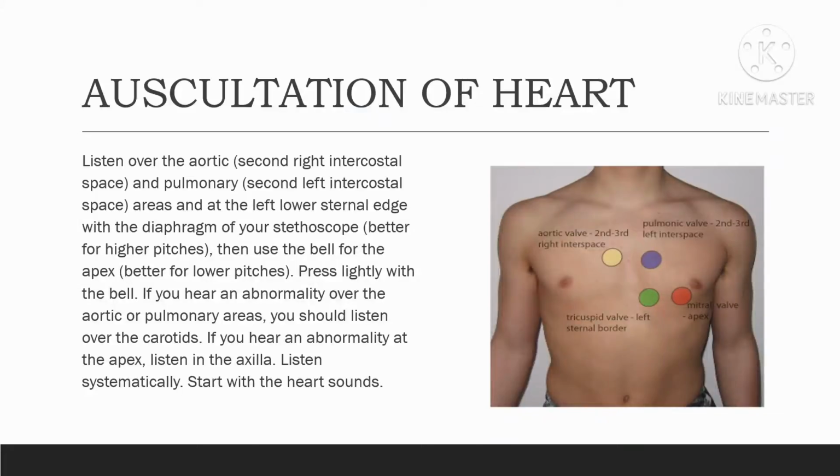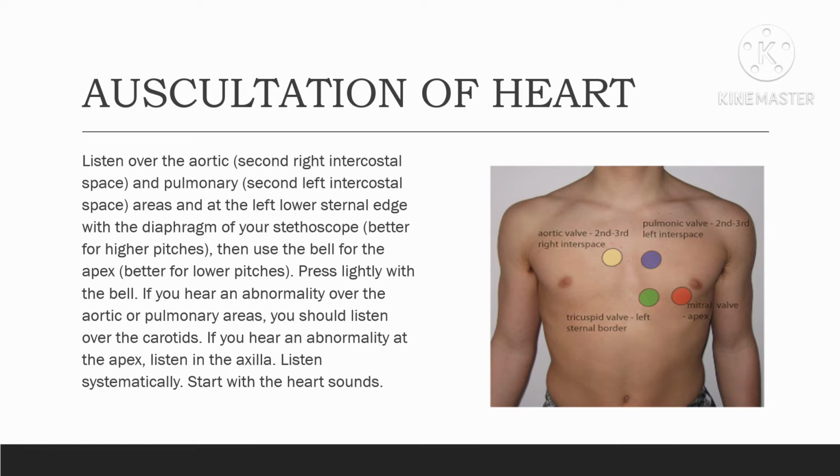Good enough. Auscultation of the heart. Listen over the aortic area, which is found in the second right intercostal space, and the pulmonary area, second left intercostal space, and at the left lower sternal edge with the diaphragm of your stethoscope, which is better for higher pitches. Then use the bell for the apex, which is better for lower pitches. Press lightly with the bell.